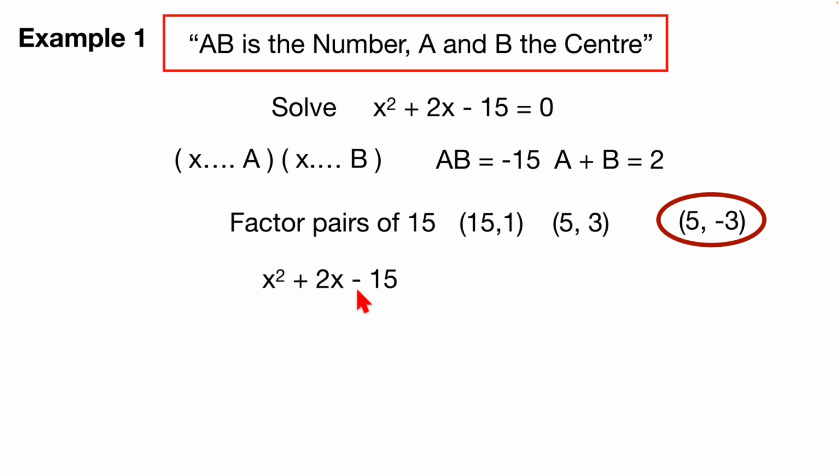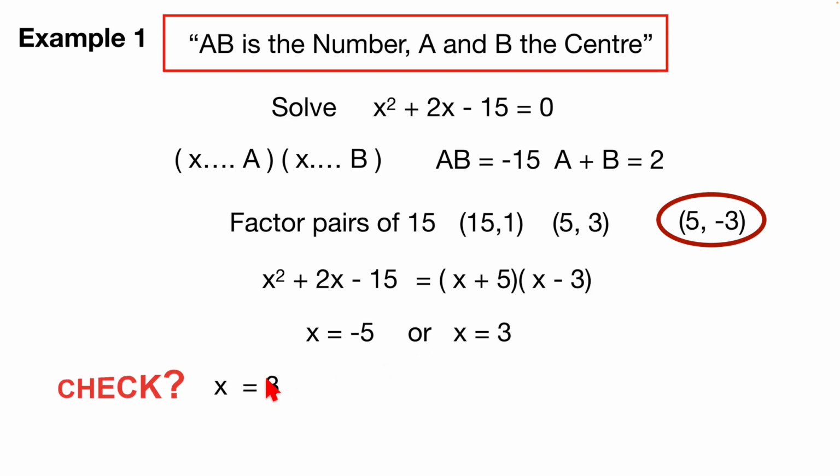x squared plus 2x minus 15 is equal to (x plus 5)(x minus 3). So far, well, we've done this before. But to solve, to make this 0, we need x to be minus 5. Or to make this 0, we need x to be 3. So these are the two solutions to this equation.